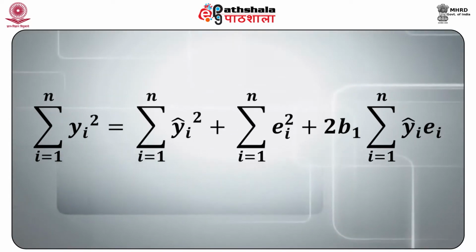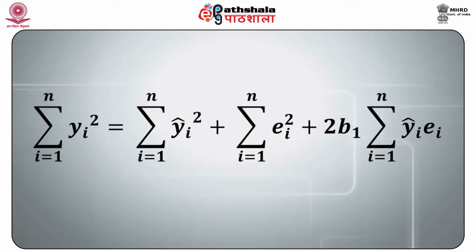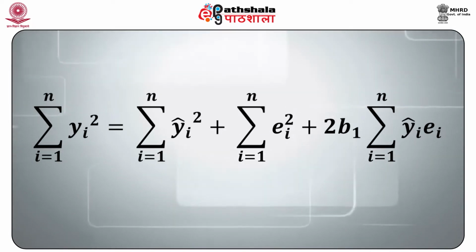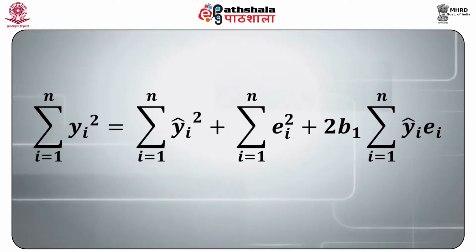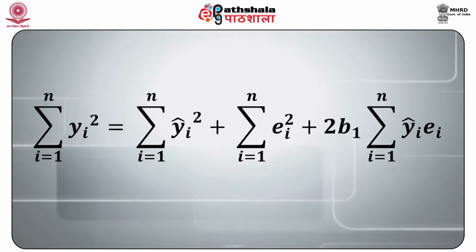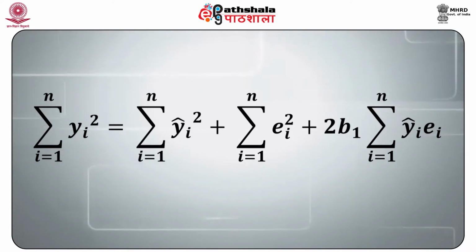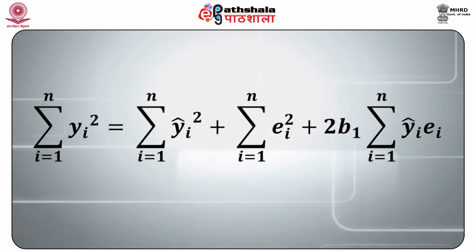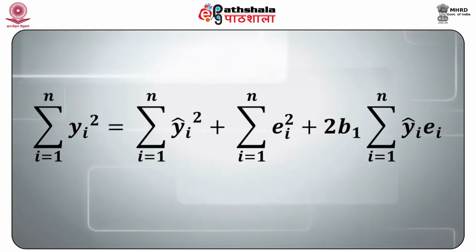So my last equation is yi is equal to yi hat plus ei, where yi hat is the estimated value of yi. Now squaring both sides and taking summation over the sample, we have sigma yi square is equal to sigma yi hat square plus sigma ei square plus twice b1 into sigma yi hat into ei. The last term is 0 by the assumption that the covariance of the fitted value and the error term is 0.